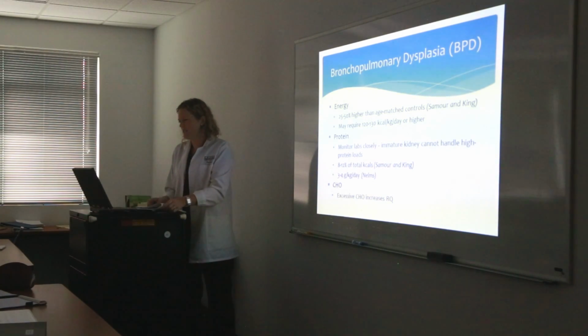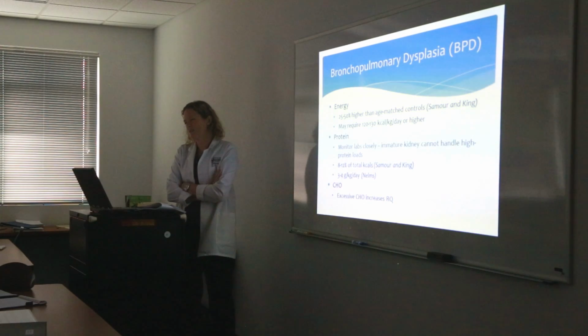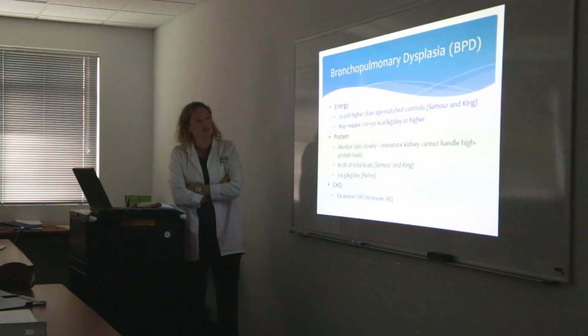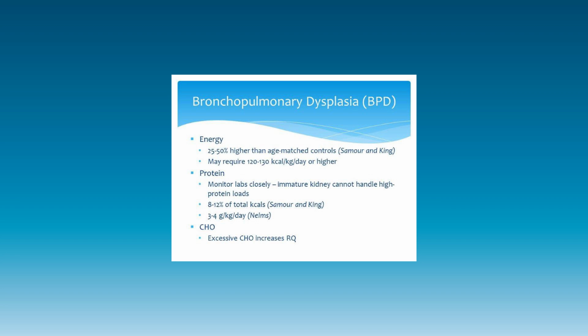So for energy, it's usually 25 to 50% higher than their age-matched controls, and maybe up to 130 calories per kilogram, maybe even higher. For protein, if they're premature, they've got immature kidneys, so watch their labs closely. They can't handle too high of a protein, but maybe up to 4 grams per kilogram, which should be about 8 to 12% of their total calories.